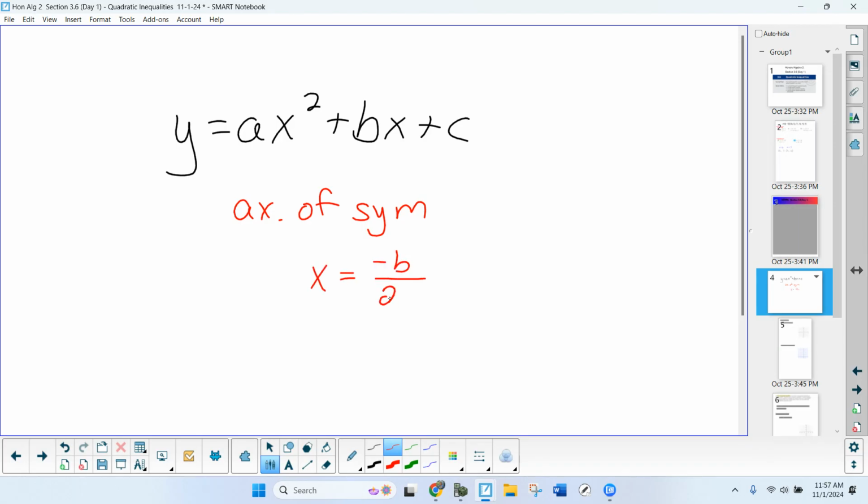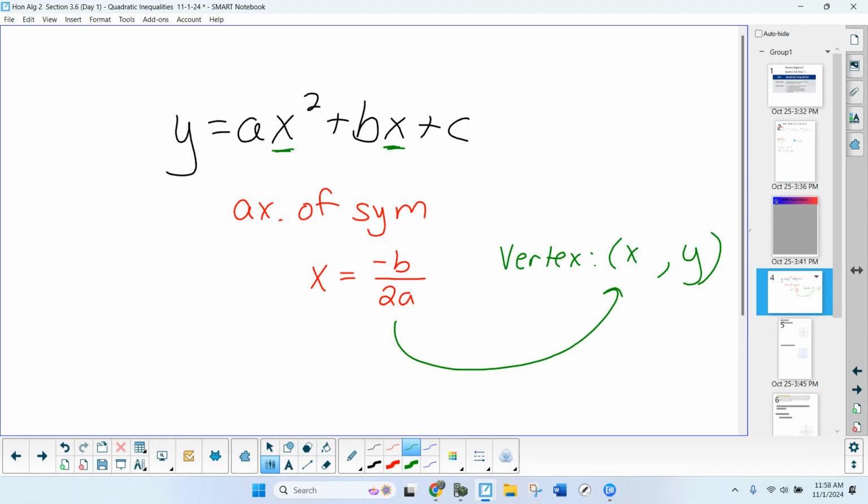Negative b over 2a. And then how do you find the vertex? After you do that, how do you find the vertex? Well, you have the what? X value, right? And then you just take that x value and plug it in here to find what? Y. Do you remember doing that? Okay. What is the y-intercept? The y-intercept is the point what? 0, C. Okay. So do we kind of remember graphing quadratics a little bit? We'll review it again, but are we okay with some of this?